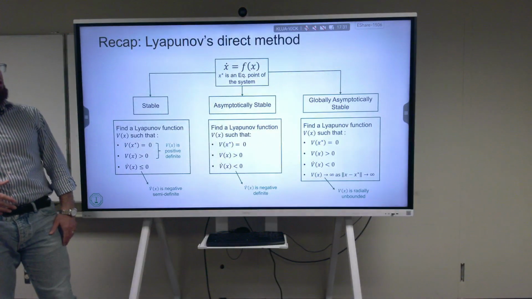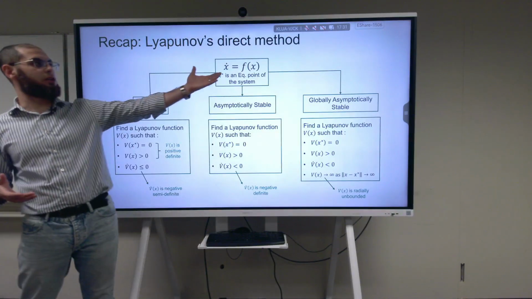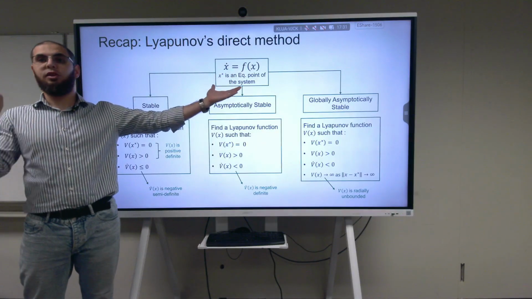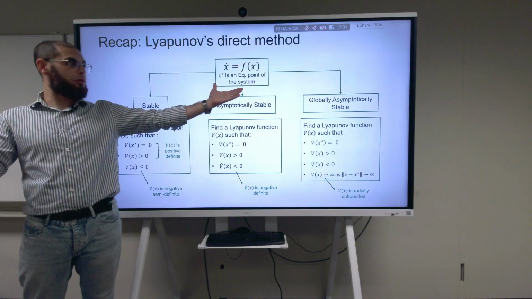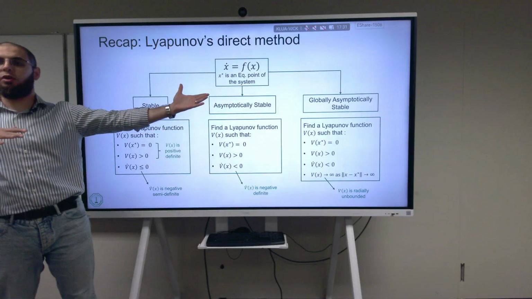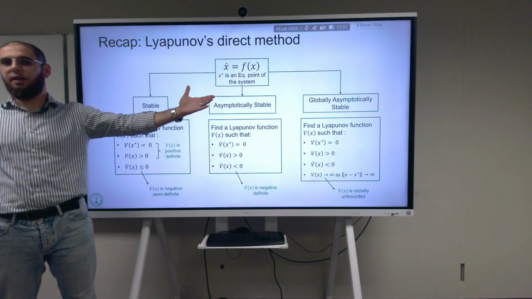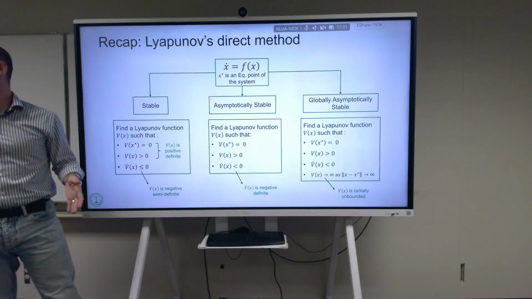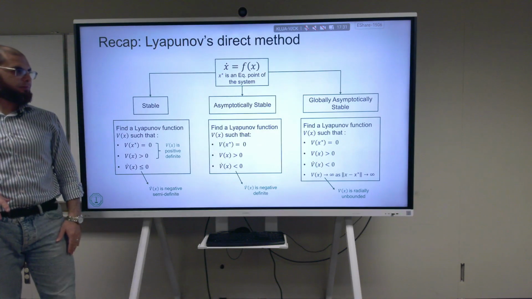Lyapunov's direct method you can summarize as the following. Given x dot equal f of x, and an equilibrium point whose stability you want to study, you have to choose already one of the equilibrium points. You cannot talk about the stability of the whole system. There's no such thing, because in general, nonlinear systems might have multiple equilibrium points. We have to study the stability of each one separately.